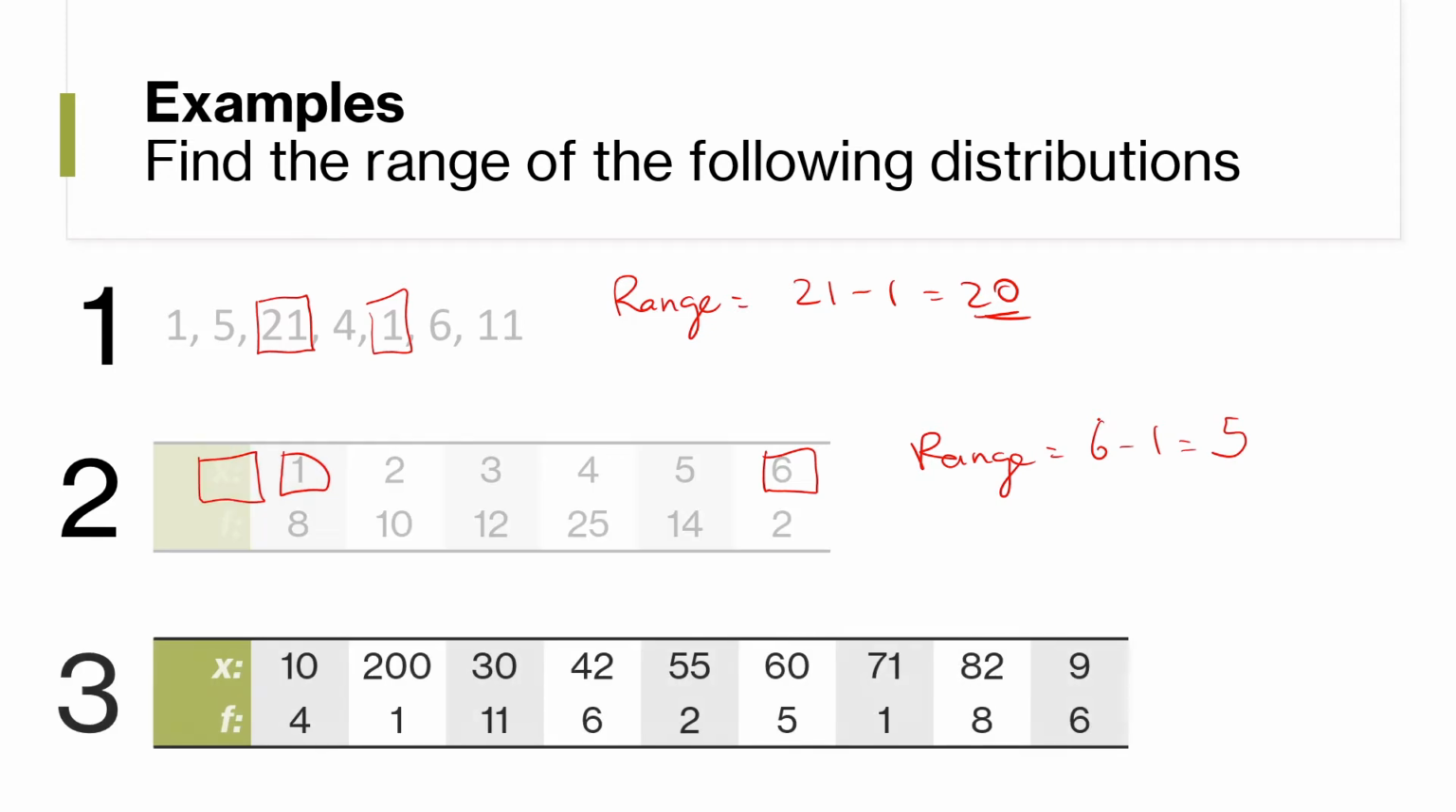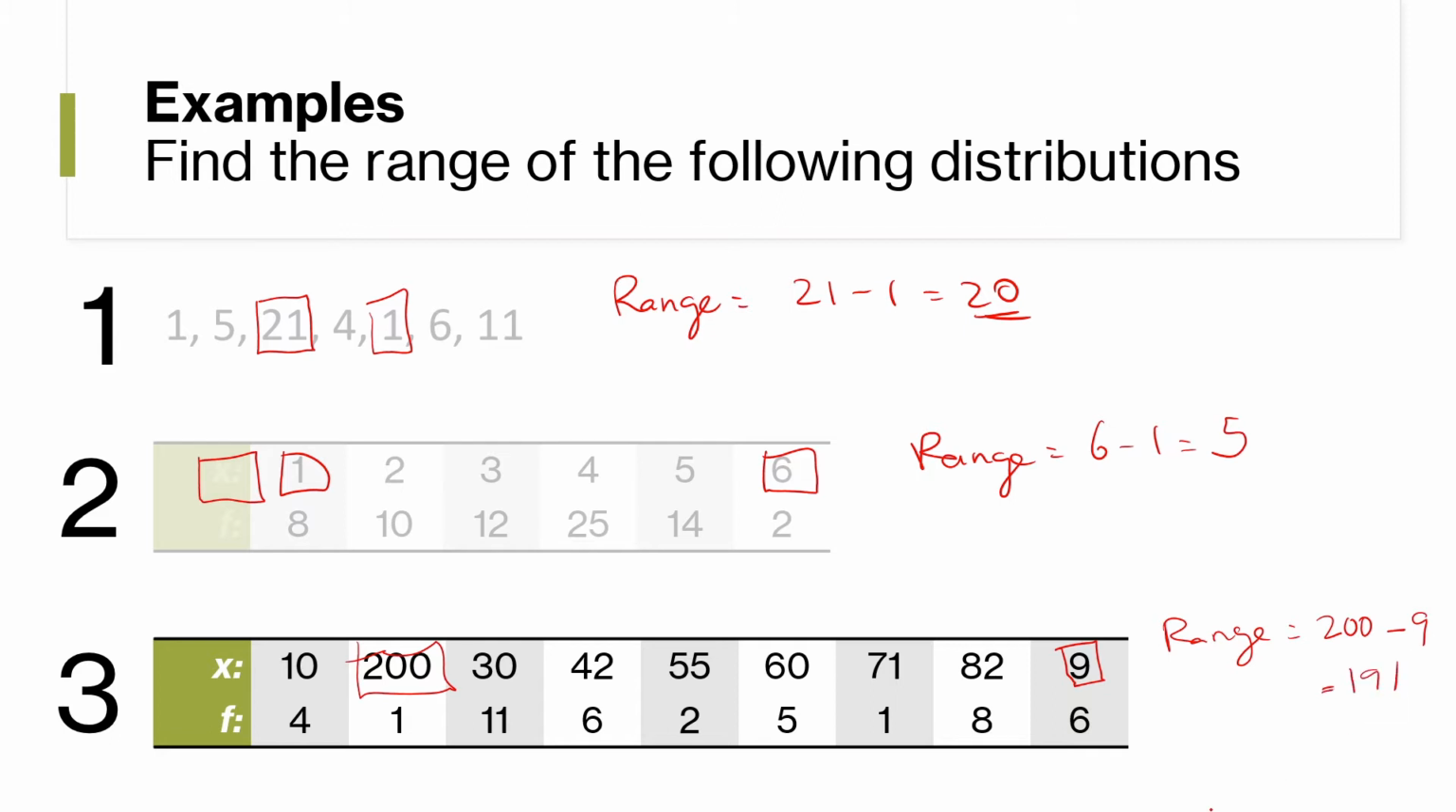Easy, right? Here's another example. Here the numbers are really big. There are too many numbers as well, but we can simply by observation spot that the minimum value is 9, maximum value is 200. So range will be equal to 200 minus 9, which is equal to 191.